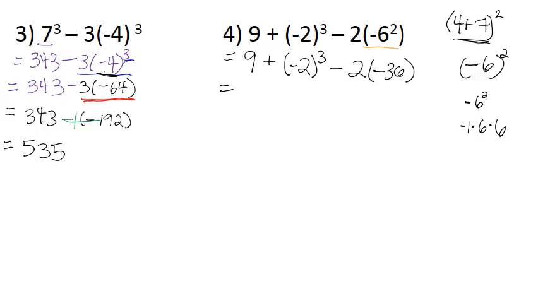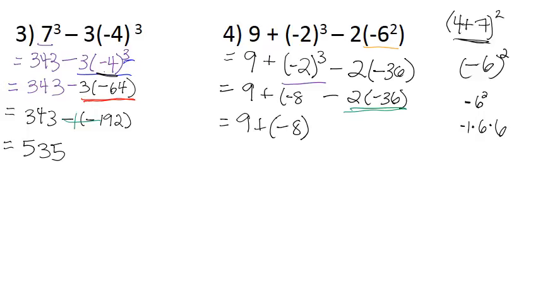My next job is my other exponent, which is right here. So my next line will be 9 plus negative 2 to the power of 3, which is negative 2 times negative 2 times negative 2, which gives me negative 8. Minus 2 times negative 36. My next step is my multiplication. It's my next most powerful thing over here. So I'd have 9 plus negative 8, and then minus whatever 2 times negative 36 is. And 2 times negative 36 is going to give me negative 72.